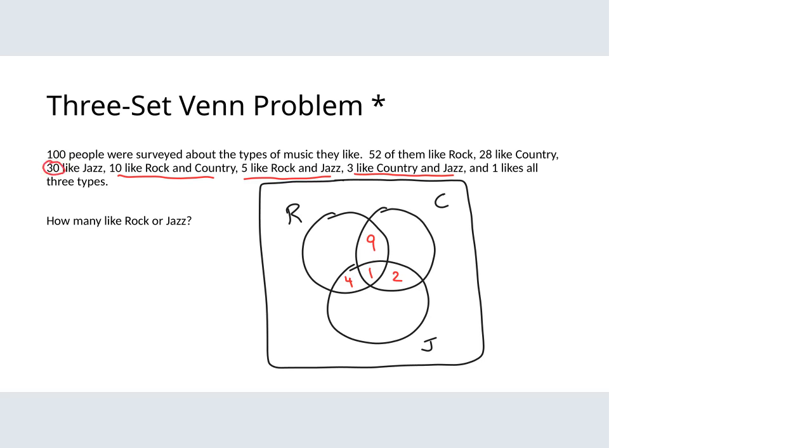30 like jazz. Do not drop a 30 in here because that's too many people. We need 30 in the entire circle. So far, we have 4, 5, 6, 7, so we need 23 more in that circle.